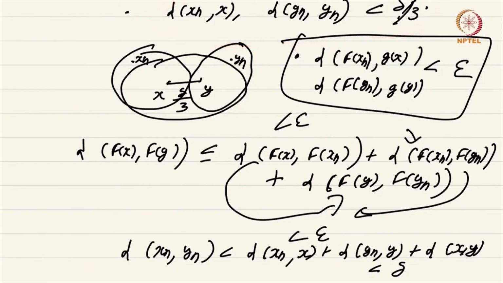So that's it. This completes the proof. d(g(x), g(y)) is less than 3 epsilon. Therefore, we have that. I made a slight error here. Sorry about this.